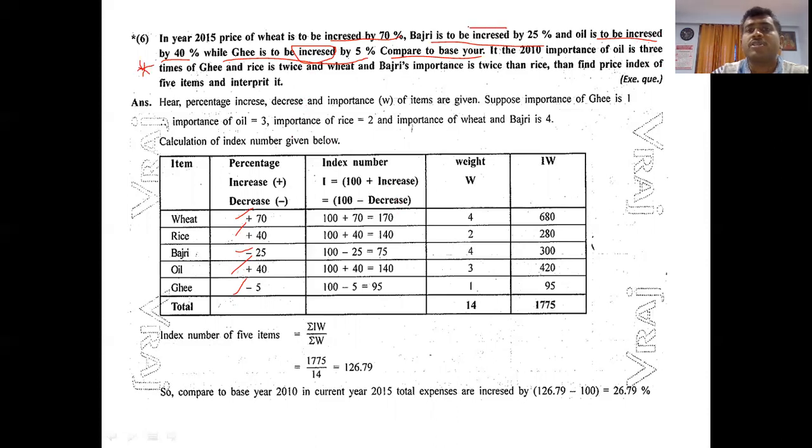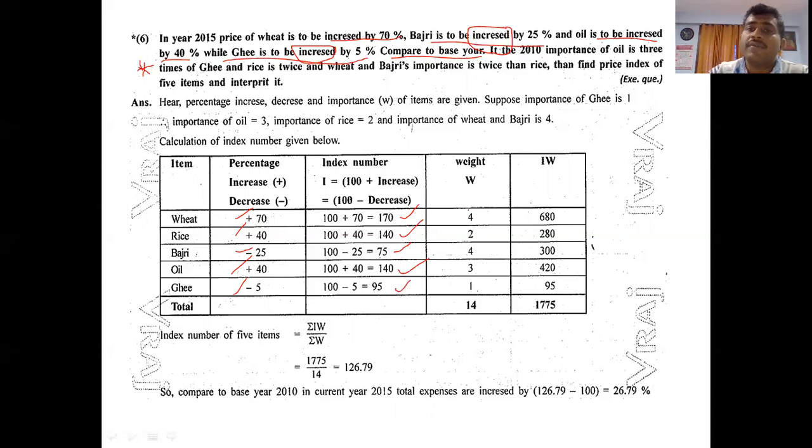Bajra is increase. The question has a mistake, I think. Here they are saying decrease. So see the textbook, it gives you the clear information. So increase 175, increase 140, decrease 75, increase 140, decrease, obviously less than 195.